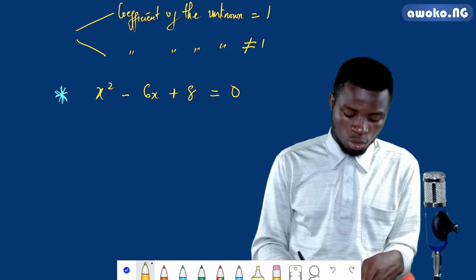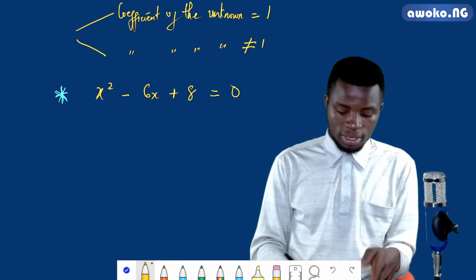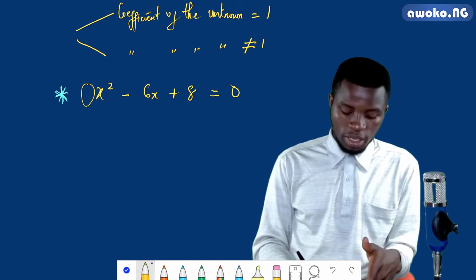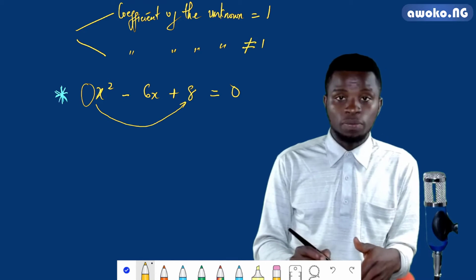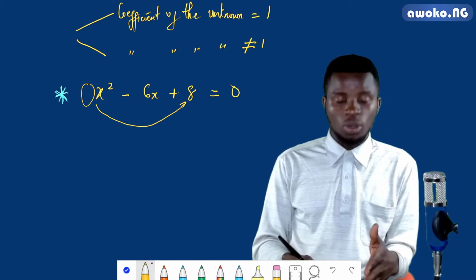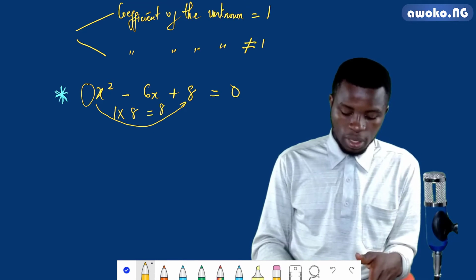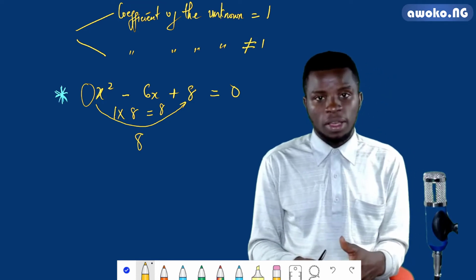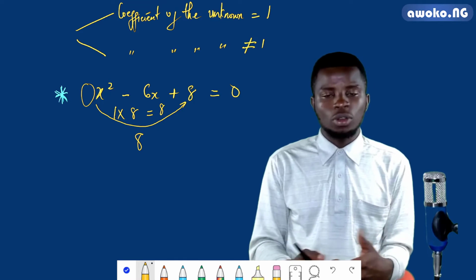First thing is to multiply the coefficient of x squared by the constant term. And since 1 is the coefficient of x squared, we have 1 times 8, which is equal to 8. Now, since we have 8 as the value here, the next step is to look for the factors of 8.